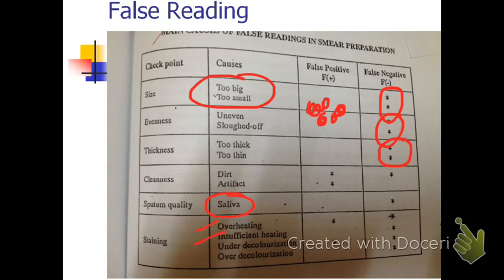Overheating will result in false positive and false negative. Insufficient heating will result in false negative because the carbolfuchsin would not be able to penetrate the cell wall containing the mycolic acid. Under-decolorization is not good either. Of course, it will result in either false positive or false negative. And over-decolorization will result in false negative because the carbolfuchsin will be washed out of the smear.